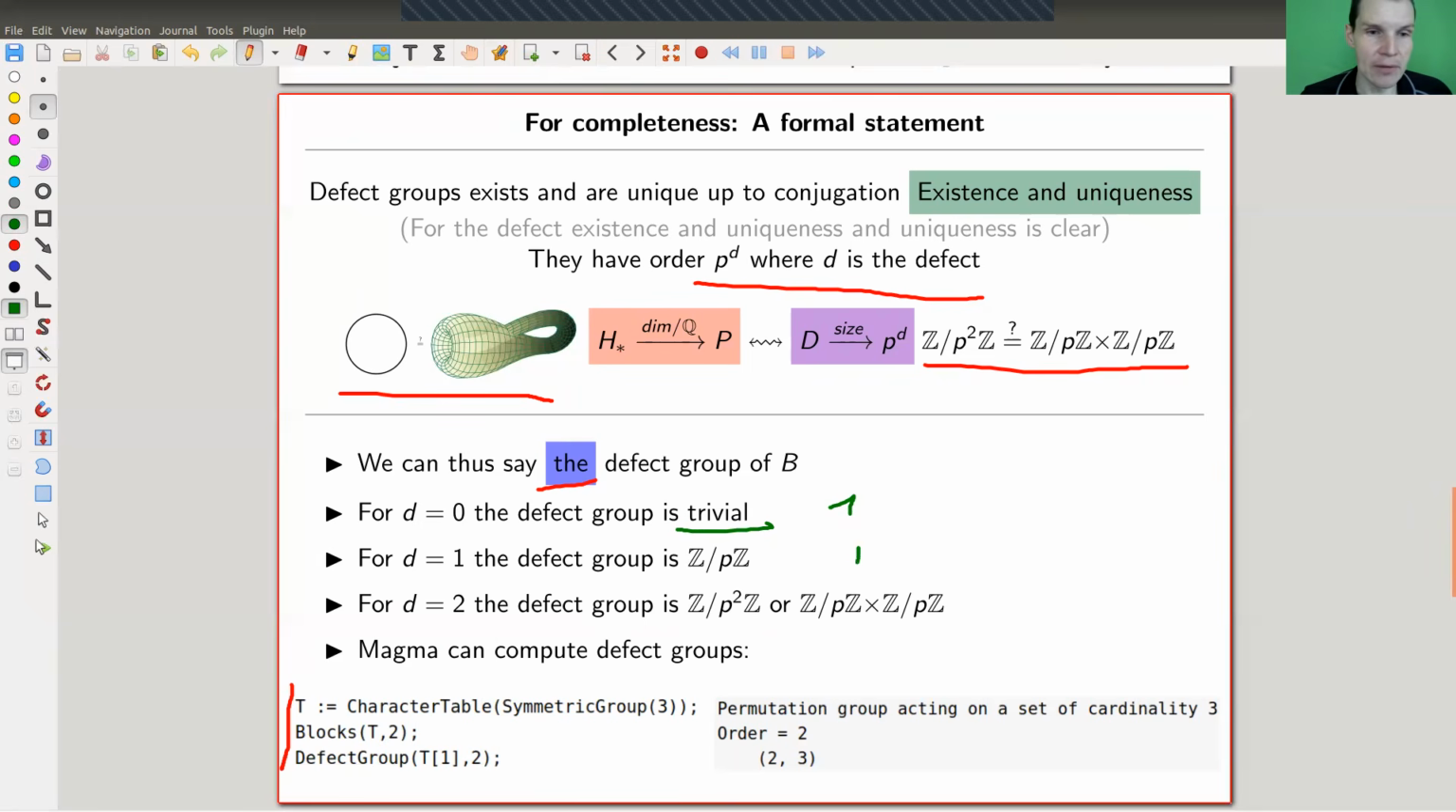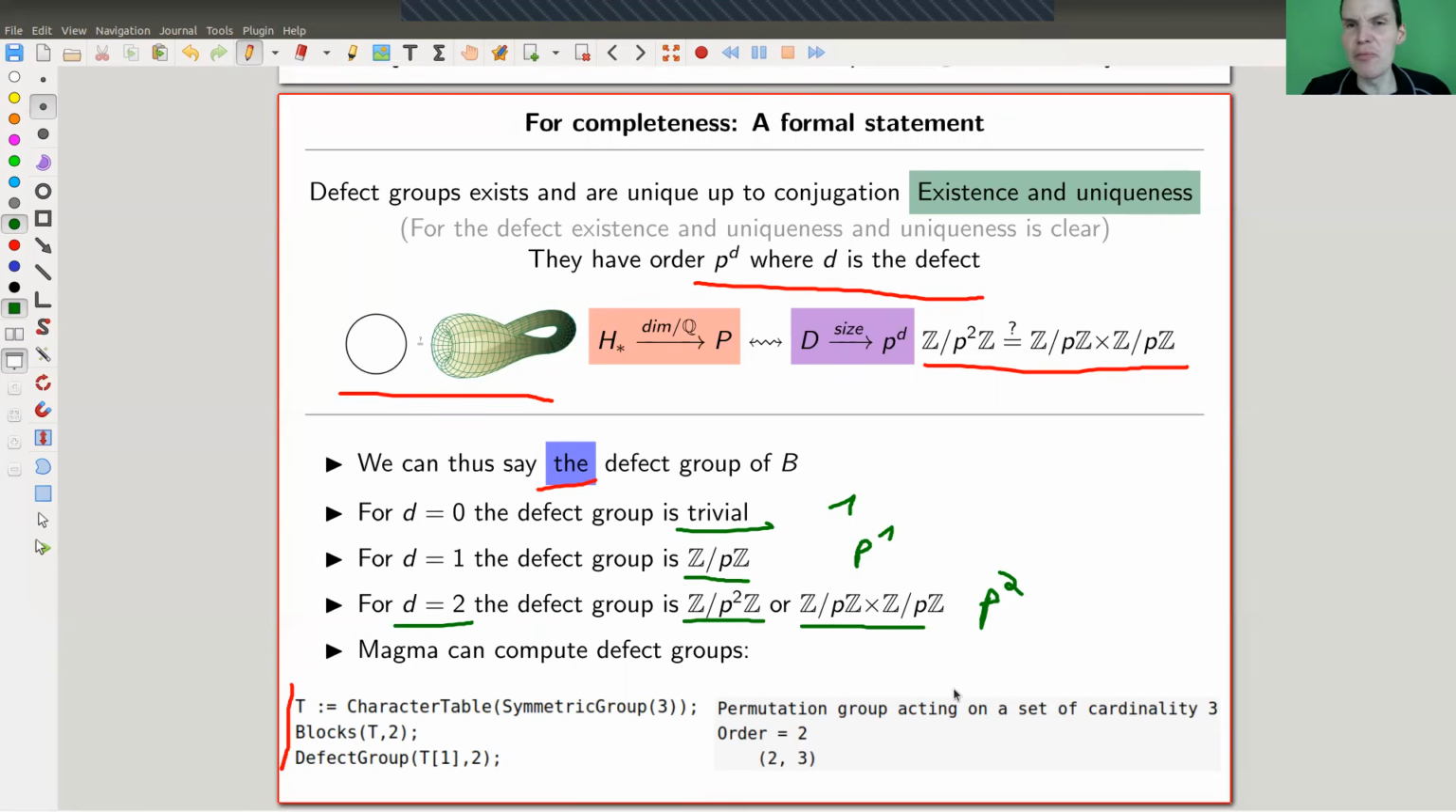So defect 1 means my group needs to be of order p to the 1, so it's prime order, and there's exactly one such group. So the defect group is always Z mod P in this case, which is still a reasonably easy group, right? So it's not very far away from semi-simple. For defect 2, for the same reason, you now have p squared. The only groups of order p squared are those two, so it's either of those. So that's the defect group.